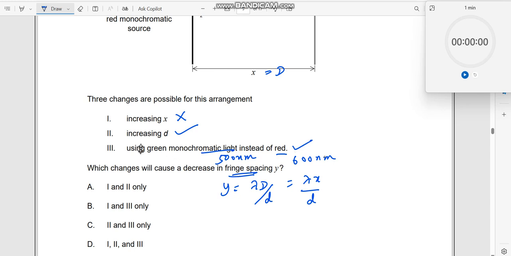So, therefore, the option should be 2 and 3 only. Option is C. Okay. Let us move on to the next one.